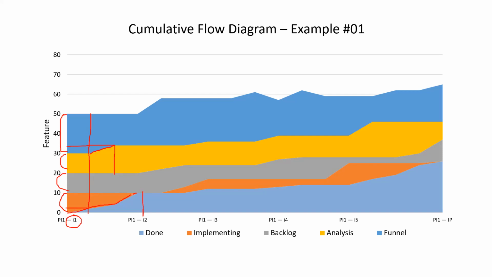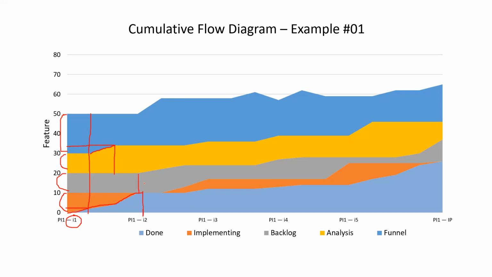Everything on implementing moved to done, and the done line started a straight line. What is a straight line? Anytime the graph is straight, it means there is no progress. There is no update happening. So what happened from here till here?